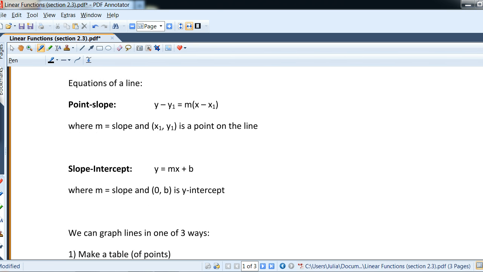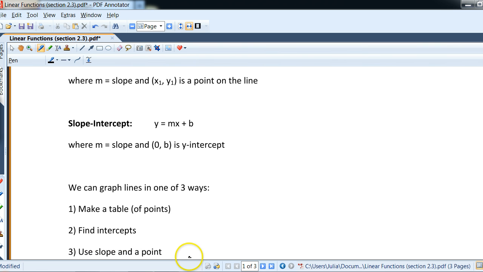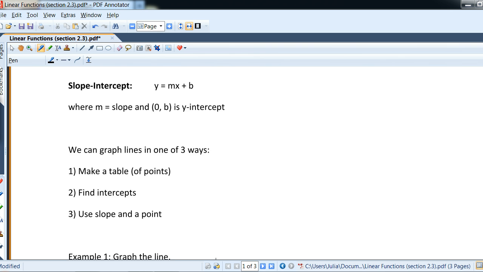So let's take a look at some problems. How many ways can we graph lines? Well, here's the most basic way. We can make a table or plug in different x, solve for y, and so on and so forth. We can also find intercepts. There is an x-intercept and a y-intercept. That's usually useful even for other functions that are not lines. And we can use a slope and a point, as we're going to see in the next example.